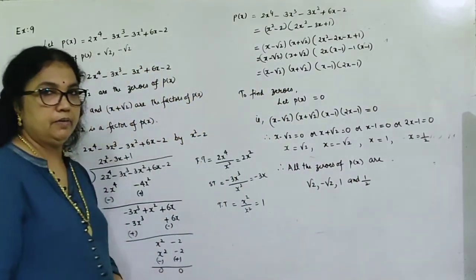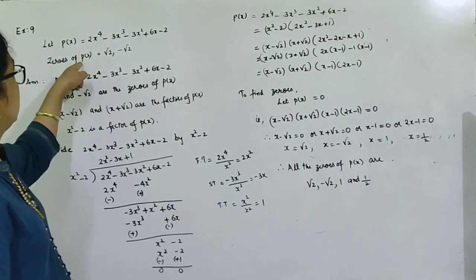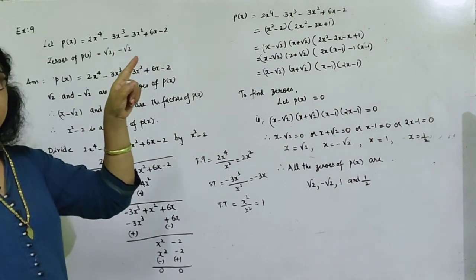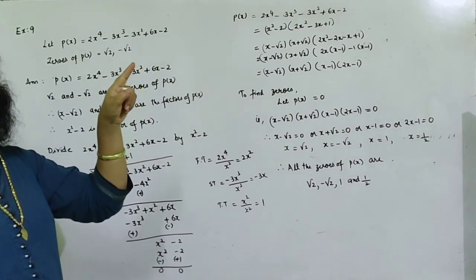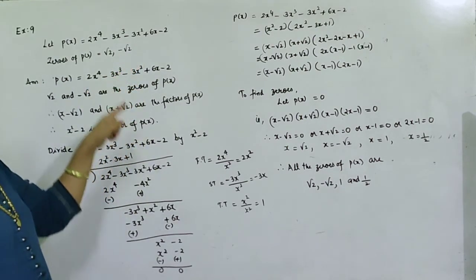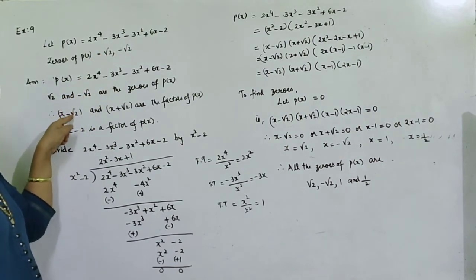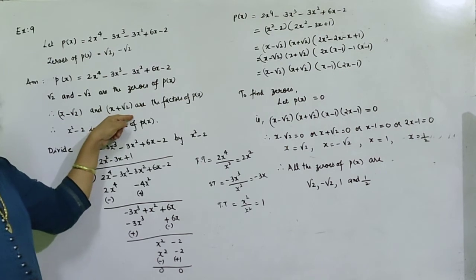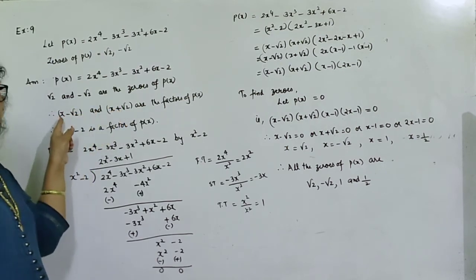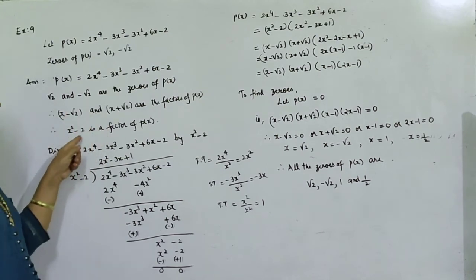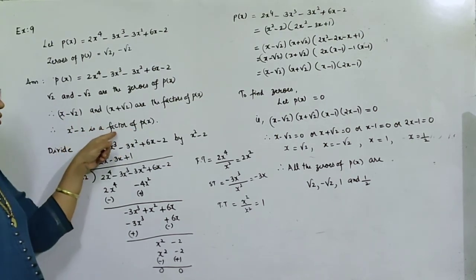So, understood how it is done? First, see what zeros are given. Then if alpha and beta are the zeros, then x minus alpha and x minus beta are the factors. That means whatever zeros are given, take the opposite sign with x, and those will be the factors. Here there are two linear polynomial factors, so their product will also be a factor. So I multiply it, and we get x square minus 2.